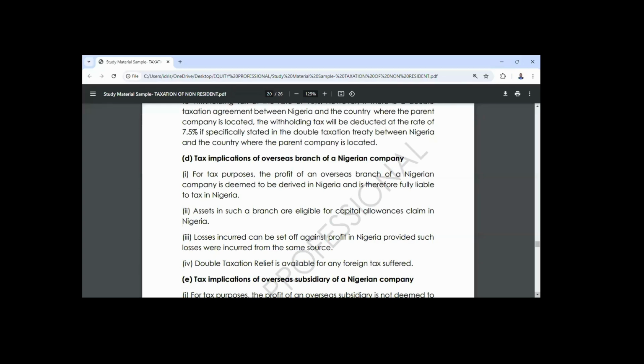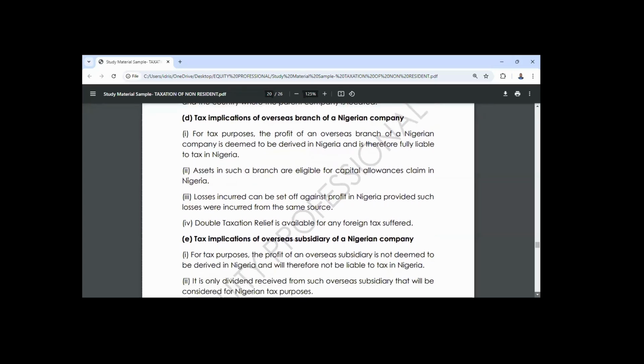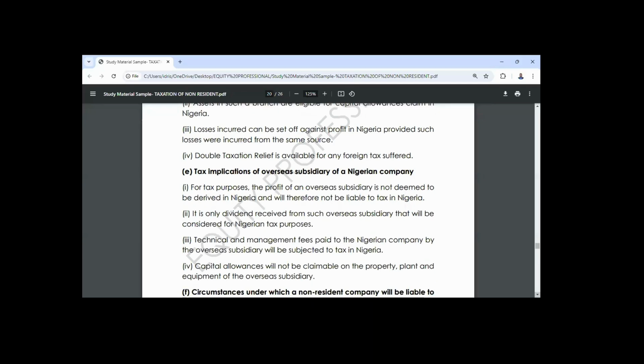The overseas branch can claim capital allowance on the assets acquired, even though that asset is not in Nigeria, since they are paying tax in Nigeria. In some instances, when the overseas branch made a loss, such loss can be relieved against the profit of the Nigeria head office, as far as the business that both head office and the overseas branch are doing are from the same source. And double taxation relief shall also be available for any foreign tax suffered.